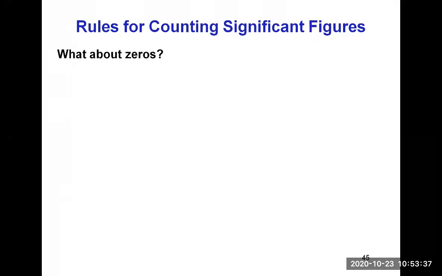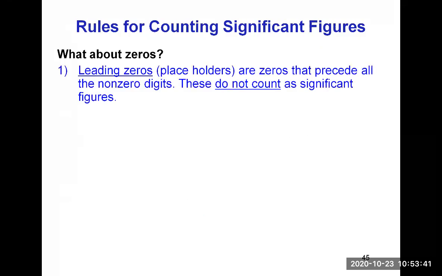So what about zeros? Those are the ones that are more troublesome, and there are rules for them. The leading zeros are those zeros we call placeholders. They are the zeros that precede all non-zero digits, and these do not count as significant figures because they are really there to show you where the decimal point is.